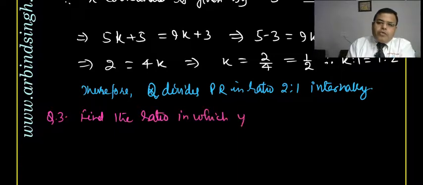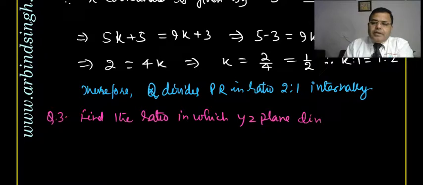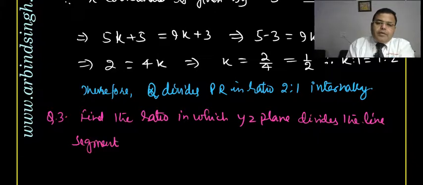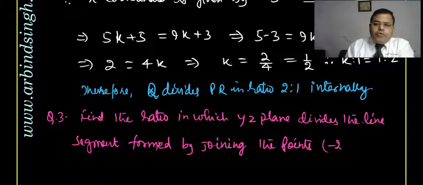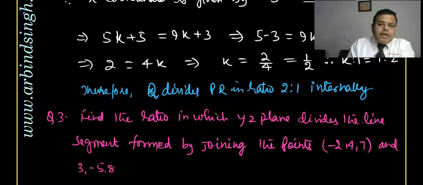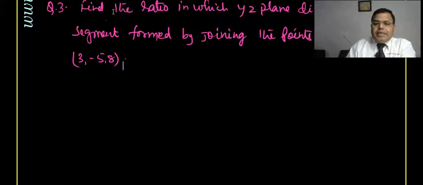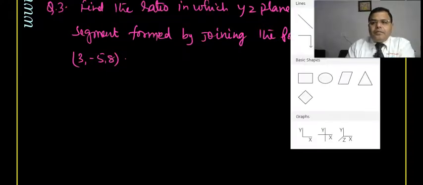Find the ratio in which the YZ plane divides the line segment formed by joining the points (-2, 4, 7) and (3, -5, 8). Right? So we know any point that lies on the YZ plane will have x coordinate 0.